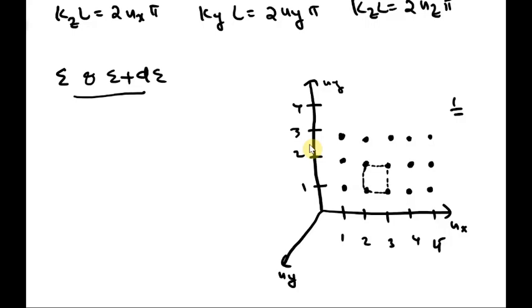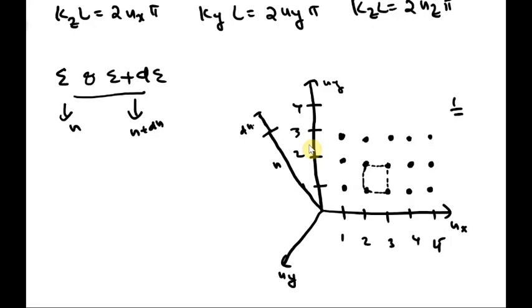Now if you want to calculate the number of energy states between E and E plus dE, what we have to do is find the n corresponding to E, and the corresponding n plus dn corresponding to E plus dE. So this is going to be the n, and this is going to be the n plus dn. The additional term is nothing but dn.